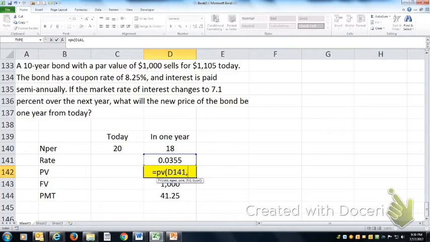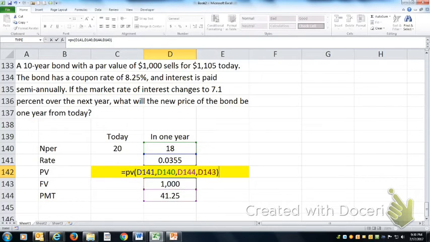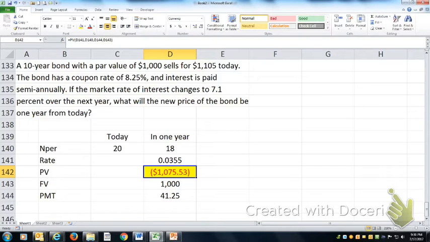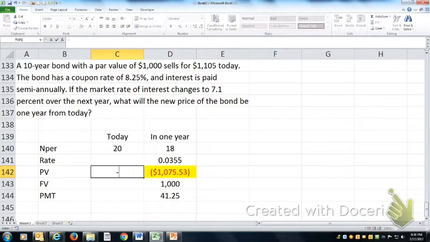Alright, so that's rate, number of periods, payment, future value. So the price will go to $1,075.53. I can look and see what the price is today. Okay, today the bond is selling for $1,105. It'll still have a $1,000 par value, and the $41.25 is still the same.